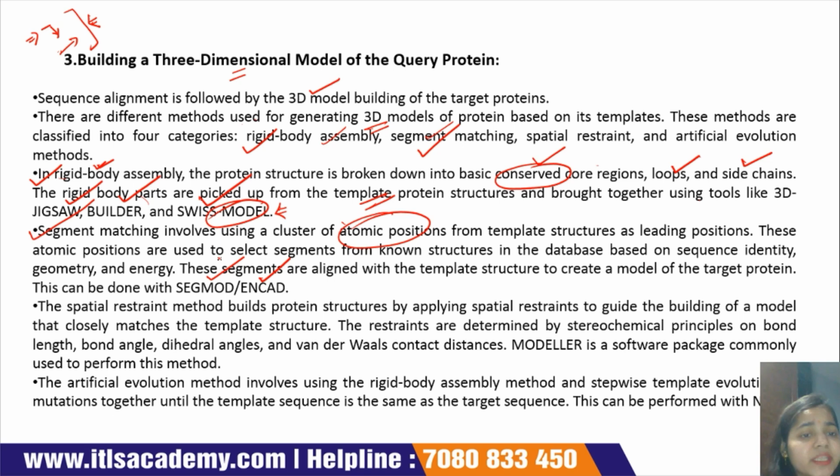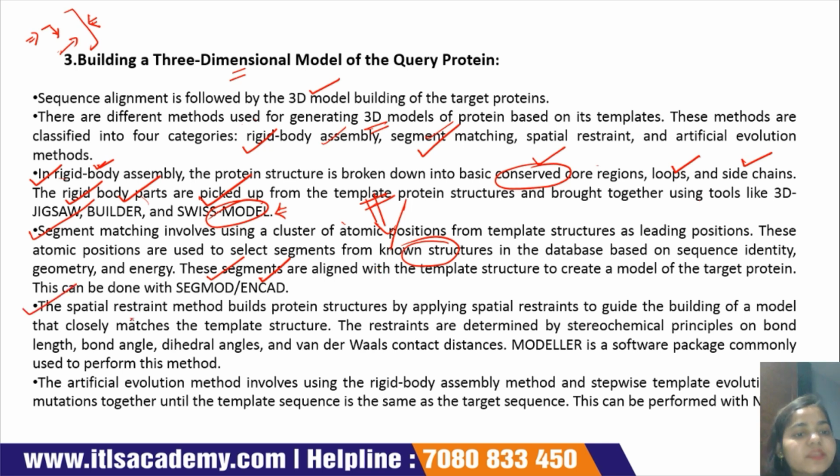In segment matching, we involve the cluster of atomic positions of the template structure. In rigid body assembly, basically we break down the protein structure, while in segment matching, the atomic position clusters are involved. We use the cluster of atomic positions from the template structure to design the 3D model of the query. These atomic positions are used to select segments from known structures in the databases based on sequence similarity and geometry.